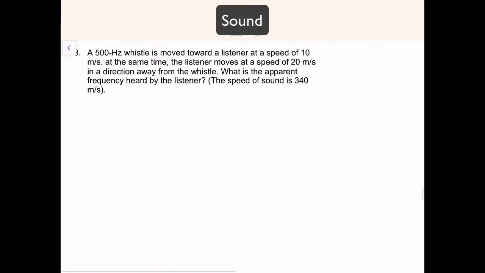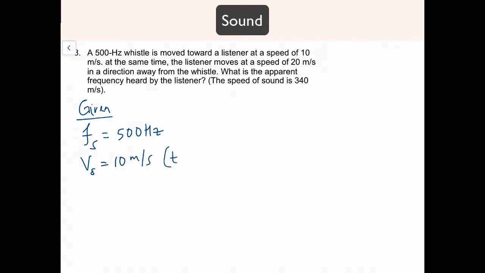Great. So number 8, it says 500 Hertz whistle. So that means the whistle is the source. The frequency of the source is known as 500 Hertz, and it is moved towards the listener at a speed of 10 meters per second. So the velocity of the source is known as 10 meters per second.